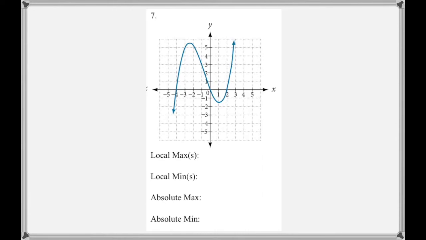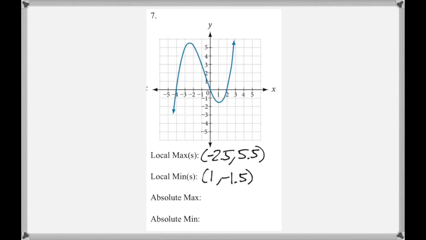Let's look at number 7. So the local max would be right here. So that's at about, let's say, negative 2.5 and 5.5. Local minimum would be right there. That's at about 1, negative 1.5.